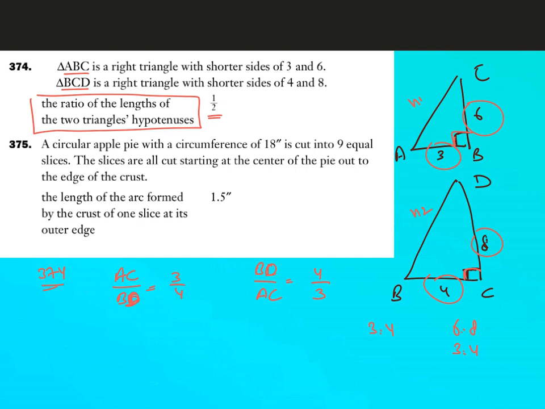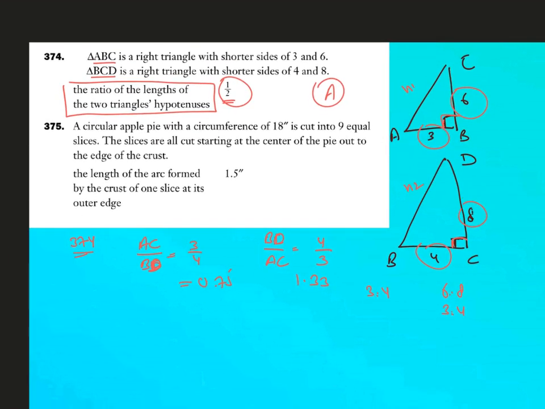But the thing is, if I find these values, this is 0.75, this is 1.33. Now what I'm comparing these two with is half. So if I look at these two ratios, these are the two possible ratios. Both of them are more than half. So whatever the ratio is, whichever triangle is first, I will get a ratio more than half, which means it's quantity A.